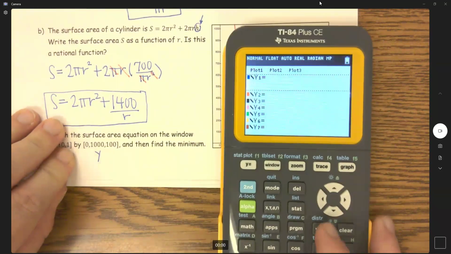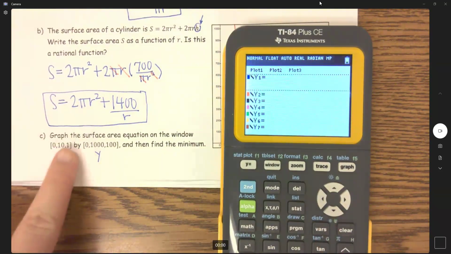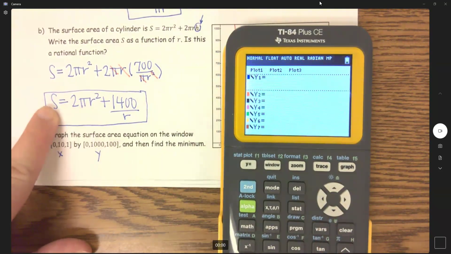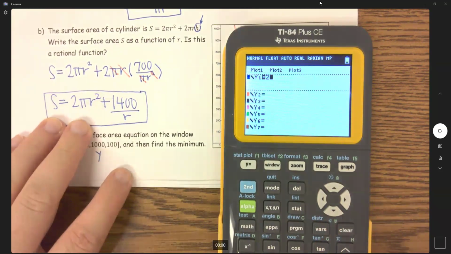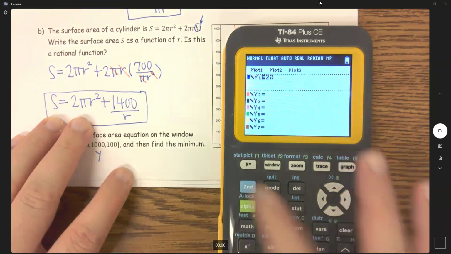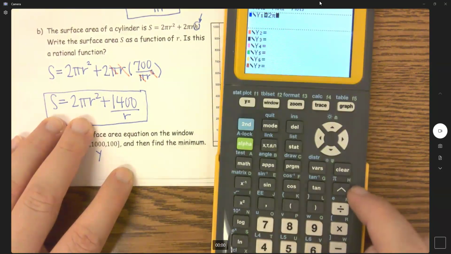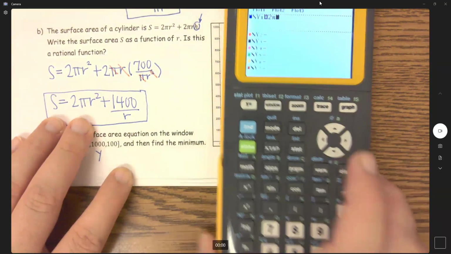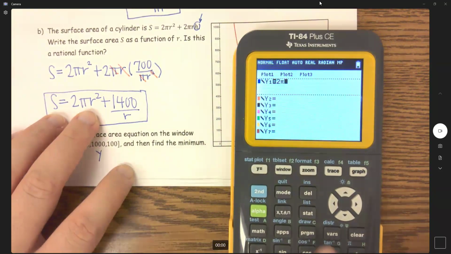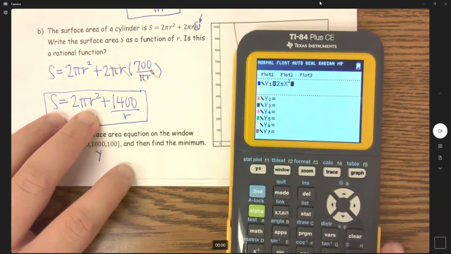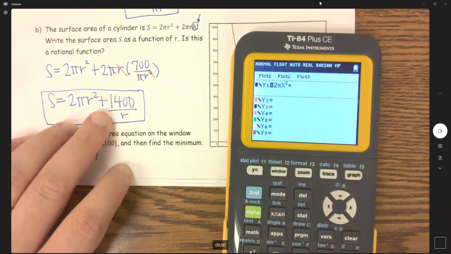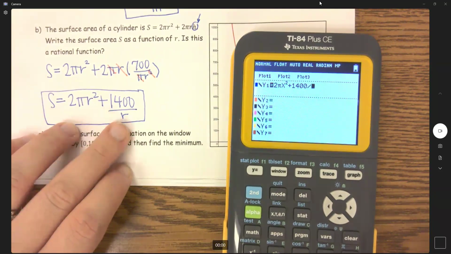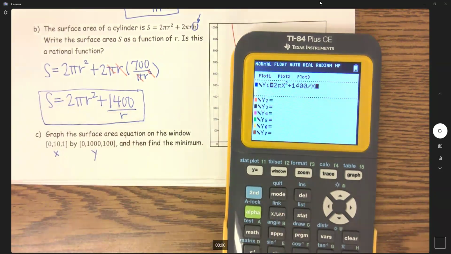So I am typing in this right here. It says graph the surface area equation. Here's my surface area. So we have 2 pi, which is second caret key. And then instead of r squared, we're just doing x squared, plus 1400 divided by x.